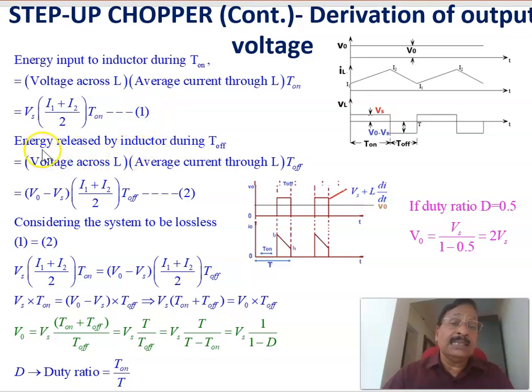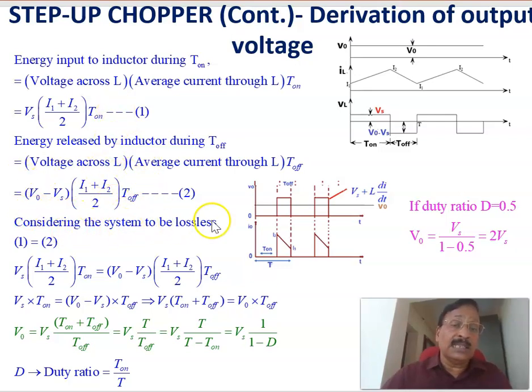Similarly, this energy is released to the load during the off period. The energy released by the inductor during the off period is the voltage across the inductor times the average current through the inductor during the off period times T off. The voltage across the inductor during the off period is V0 minus Vs, and the average current is again I1 plus I2 divided by 2. Therefore, this much energy is released from the inductor into the load.